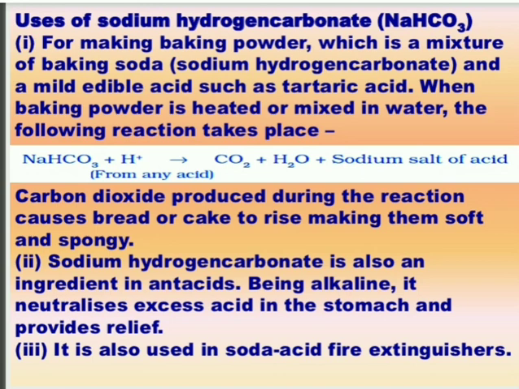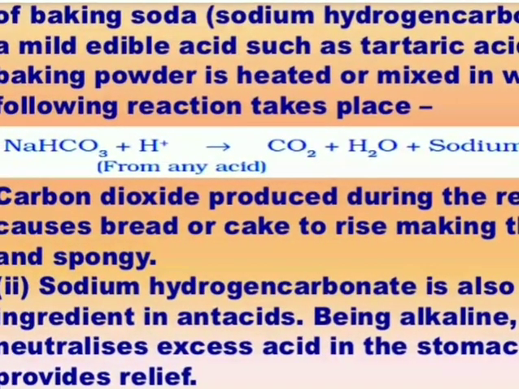Then uses of sodium hydrogen carbonate for making baking powder. Yes, it is very important that you should note that baking soda and baking powder are not the same thing. Baking powder is formed when baking soda is added with a tartaric acid. We have done different types of edible acids. Tartaric acid is one of them. So whenever baking soda is mixed with tartaric acid, it will form baking powder. Okay. And whenever it is heated up, then it will give the following reaction.